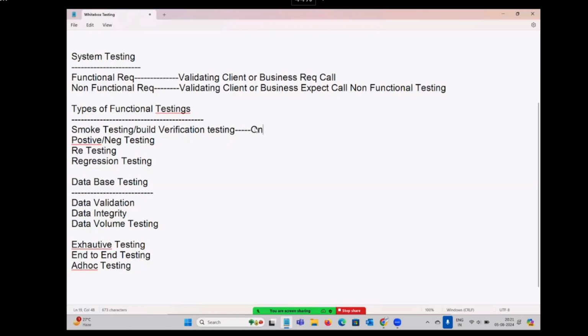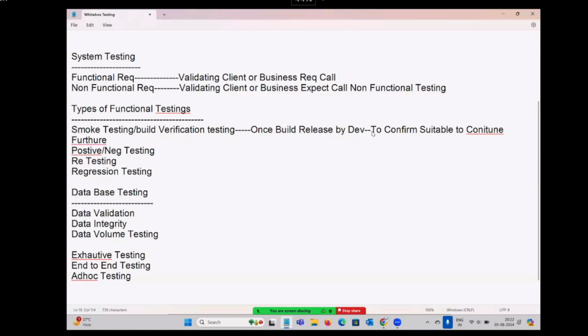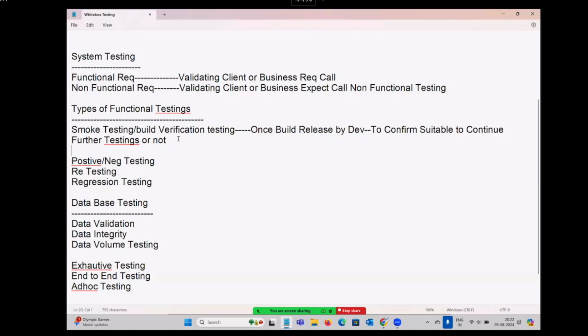Once again, let me write here. Once the build is released by the developer, to confirm whether it is suitable to continue further testings or not, that is called smoke testing.